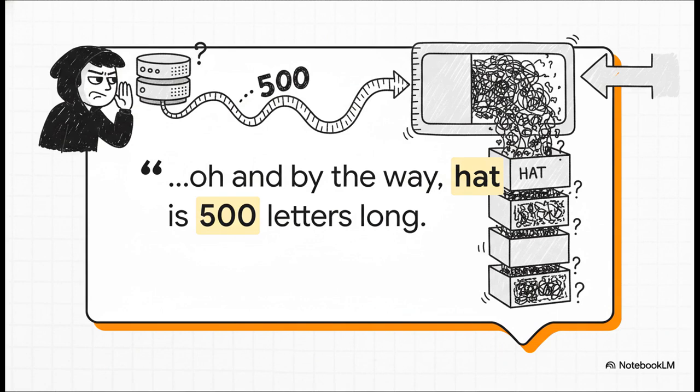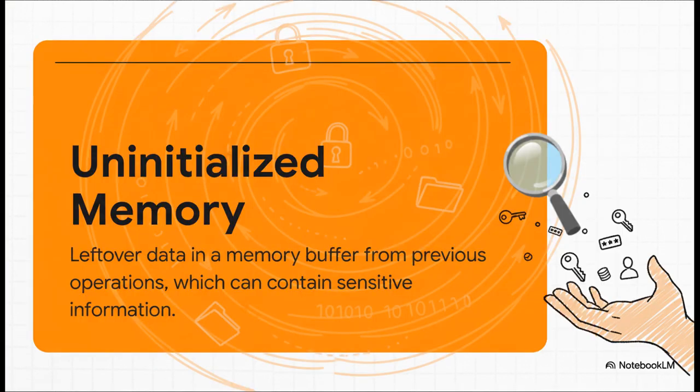The server, because it trusts the client, goes, okay. It sets aside enough space for 500 letters. It writes in HAT, and then it sends back the entire 500-letter buffer, including the 497 bytes of whatever random junk was sitting in memory right after it. And that leftover junk, that's the jackpot for an attacker. That's the uninitialized memory we were talking about. It's not empty space. It's filled with the ghosts of whatever the server was just doing. Maybe it's metadata from another user's search, maybe it's internal system keys. It's all just sitting there, ready to be scooped up.